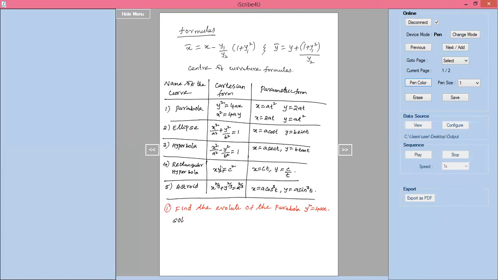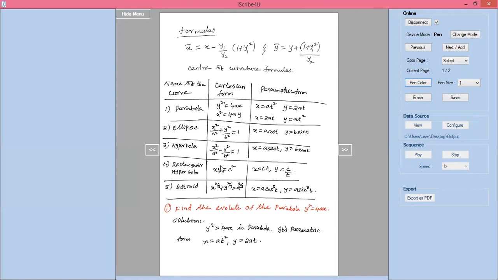So, the given curve is parabola. The given curve y square equal to 4ax is a parabola. Its parametric form is x equal to at square, y equal to 2at. This is the parabola equation.